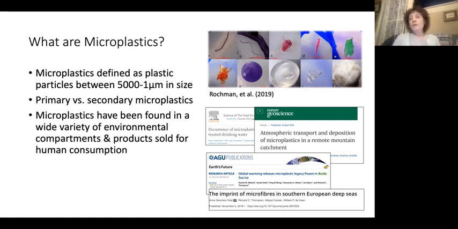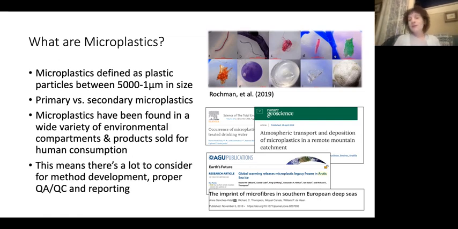And they've, of course, been found in a wide variety of environmental compartments and products sold for human consumption. So it's not just about them being found in fish, in the ocean, in fresh water. It's known that they're also found in honey, in beer, in drinking water. There was one paper that showed that sometimes plastic counts can be higher in bottled water than they are in tap water. That's still a bit up for debate, but it's in the air that we breathe. So they're found everywhere we look.